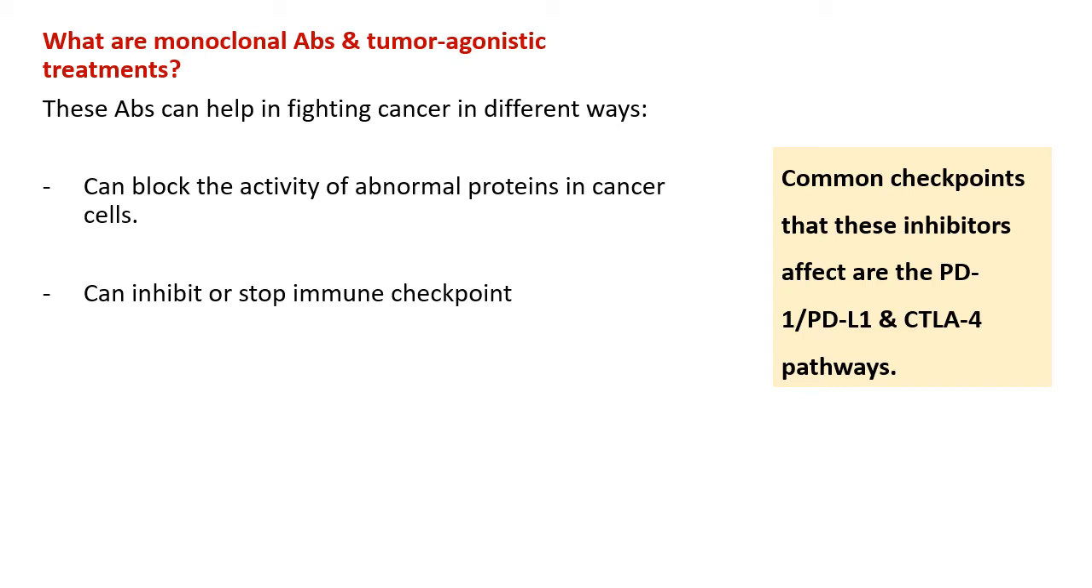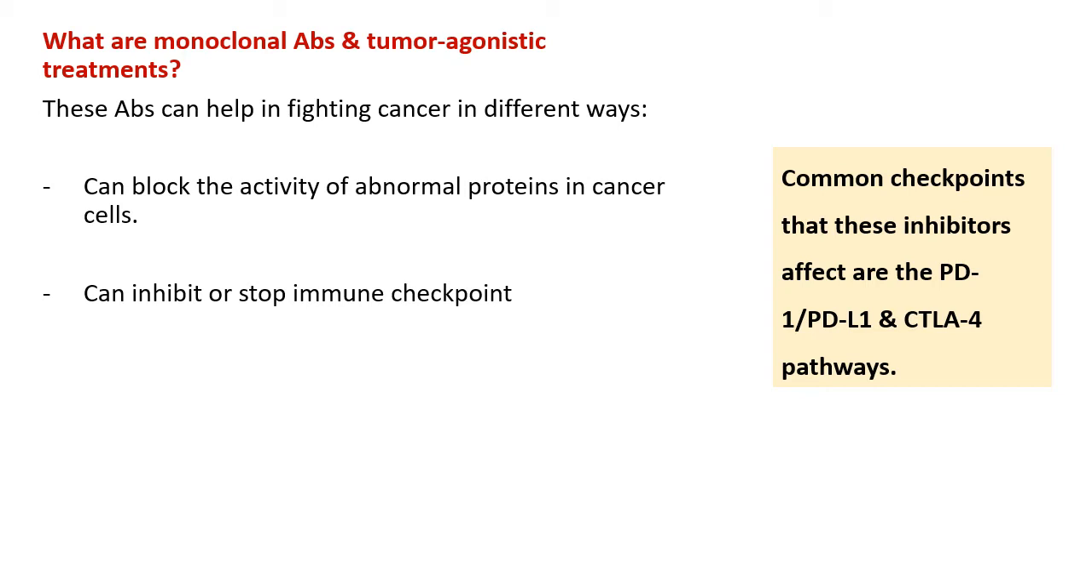Also, these monoclonal antibodies can inhibit or stop immune checkpoints. In this way, cancer cells can find ways to hide from the immune system by activating these checkpoints. But when we use monoclonal antibodies as inhibitors of checkpoints, they prevent the tumor from activating the checkpoint. Why? Because activation of the checkpoints means the immune response becomes weaker. But if we control the checkpoints and inhibit them, the immune response stays aggressive against the cancer cells.